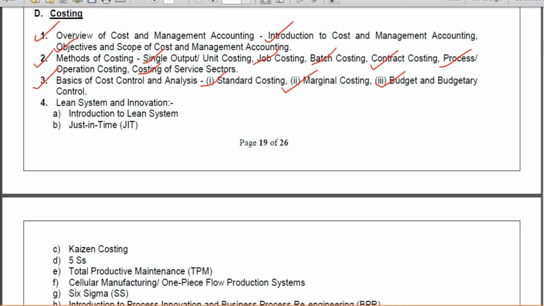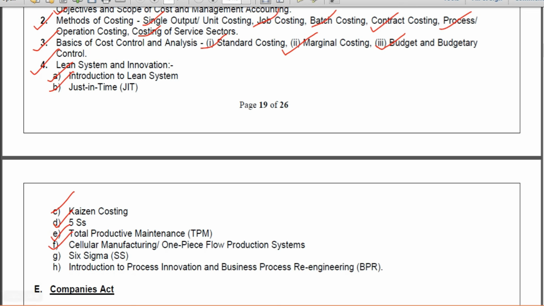Friends, in our lectures, we also covered the basics of cost control and analysis in standard costing, marginal costing, budget and budgetary control. And during the last 3 lectures, we covered lean system and innovation, where we studied first the introduction to lean system, and then just in time, Kaizen costing. We also studied 5S, that is sort, set in order, shine, standardize and sustain. Then we studied total productive maintenance, cellular manufacturing or one-piece flow production system, and Six Sigma. In the end we studied the introduction to process innovation and business process reengineering. So friends, we have covered your entire costing syllabus.